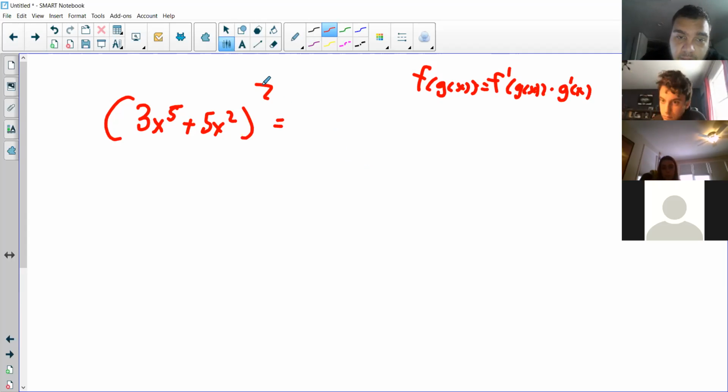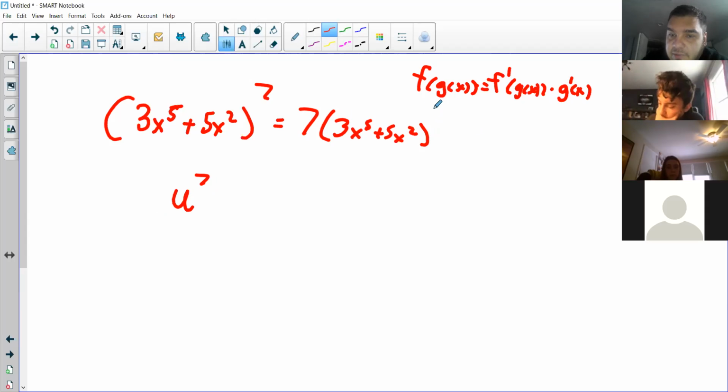So in this case, the prime of the outside is kind of like a u to the 7th power, if you want to think of it like that. So if you had u to the 7th power, you would bring down the 7th power. U would stay intact, which is 3x to the 5th plus 5x to the 2nd. And then you would reduce the power by 1, so 6. Multiplied by the u prime of this, or whatever the inside prime is. So this would be 15x to the 4th, and I have to put parentheses, 15x to the 4th plus 10x.